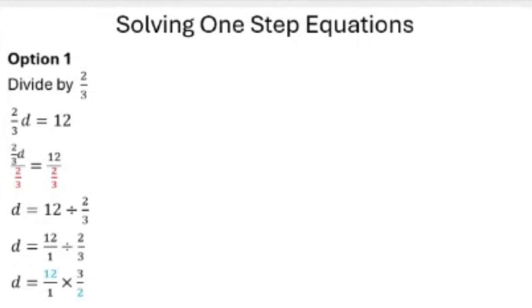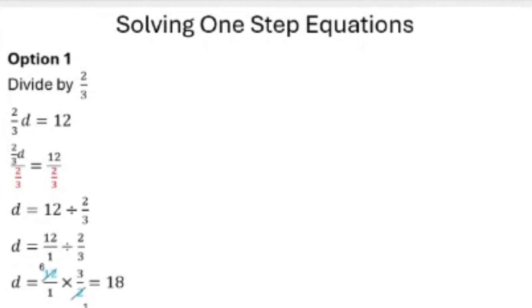I'm going to do a little canceling there with the 12 and the 2 because they both divide by 2, so it becomes 6 and 1. 6 times 3 on the top is 18. 1 times 1 on the bottom is 1. Of course, we would never write 18 over 1. We would just write 18. So that is one option. I would suggest that's the worst option of what we're going to look at here, dividing both sides by that fraction.